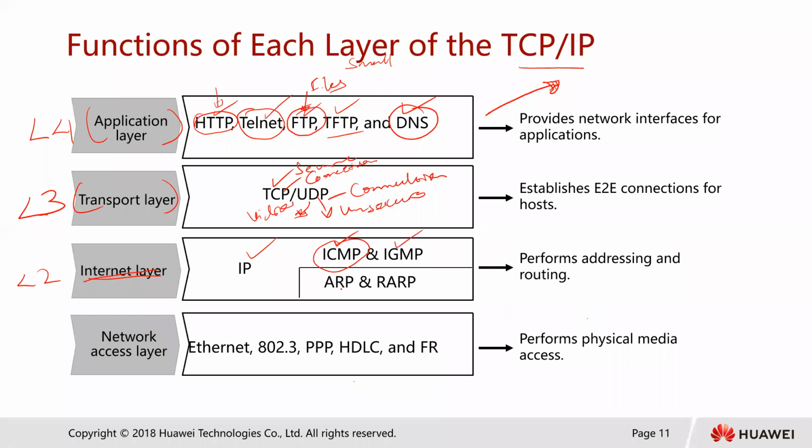All right, we have the IGMP, we have the ARP and the RARP. And here, it helps us to perform addressing and routing, just like our network layer in the OSI model.